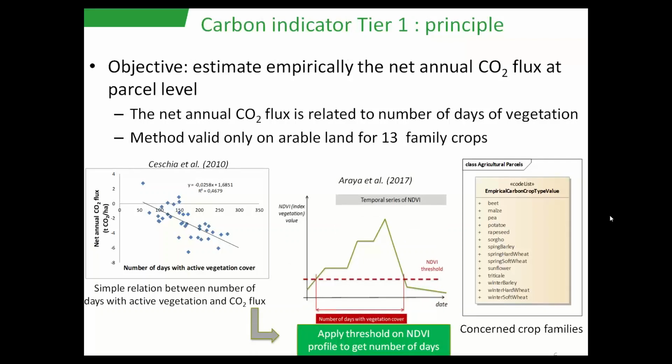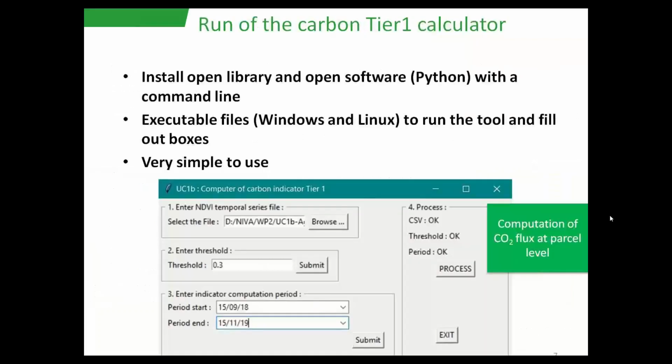The idea was to estimate empirically the net annual CO2 flux at parcel level, which is related to the number of days of vegetation, as you can see on the figure on the left. This method is valid only for arable land, but for most of the main crop families that we can find in Europe, except rice. The idea is that we calculate this duration of vegetation cover based on the NDVI time series, and then apply this linear relationship to calculate the CO2 fluxes.